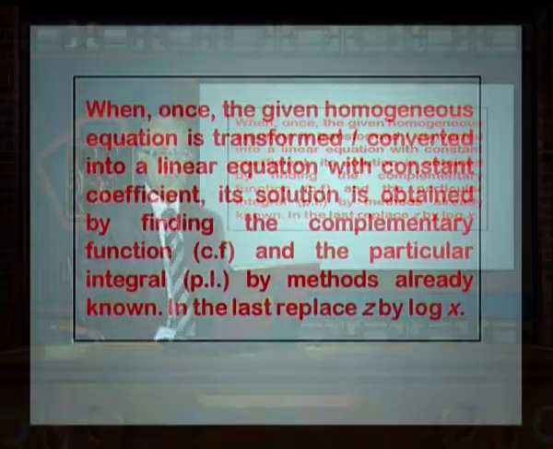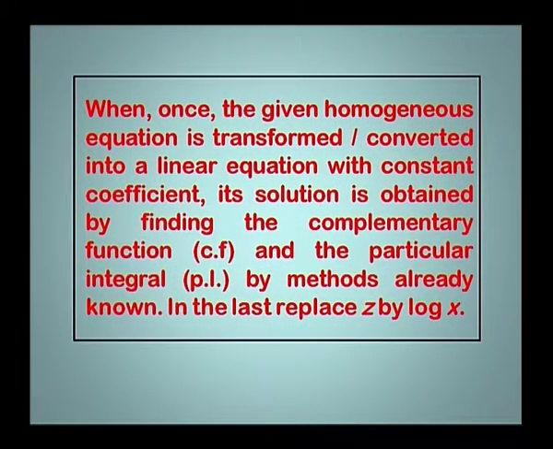Once the given homogeneous equation is transformed or converted into a linear equation with constant coefficients, its solution is obtained by finding the complementary function, which we call CF, and the particular integral, which we call PI, that is the abbreviation we use, by methods already known. And in the last, replace z by log x.